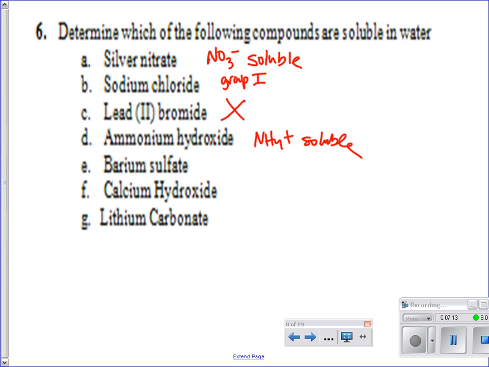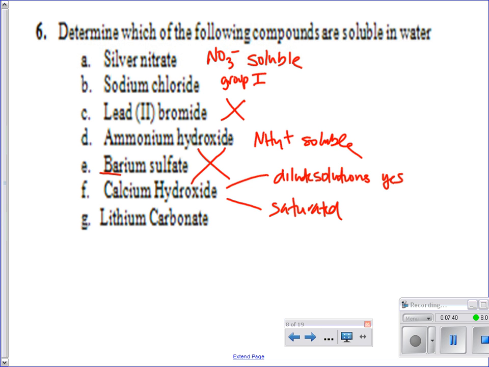Barium sulfate. No, all sulfates are soluble except for Ca, Sr, Ba, Hg, Pb: calcium, strontium, barium. So calcium hydroxide, remember from yesterday, that's the one that can go either way. So we can say dilute solutions, yes, saturated, no. But again, I don't want you to freak out about this. You can go either way with that on the AP and be fine.